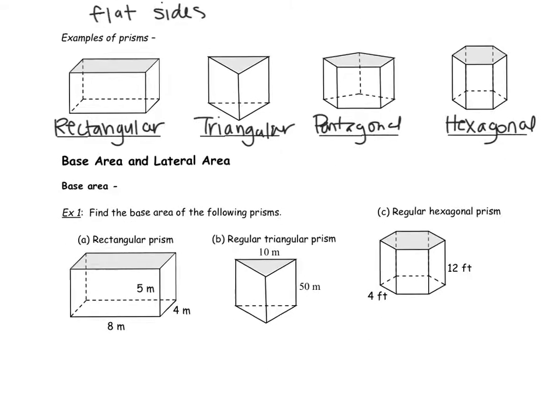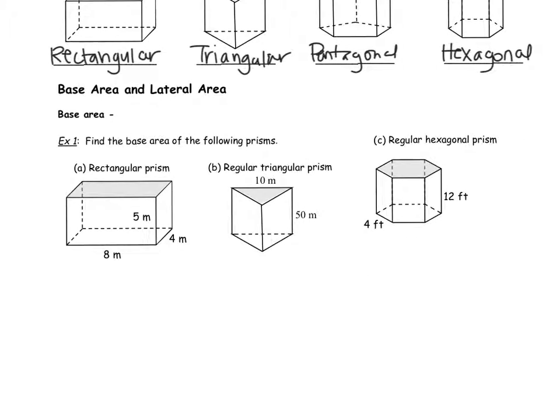So now let's get into finding some area. We're going to start with base area. And base area is the area of the identical bases. And there are, in this case, two bases in every prism. So we're going to find the base area of each of our prisms. The first one we have is a rectangular prism.